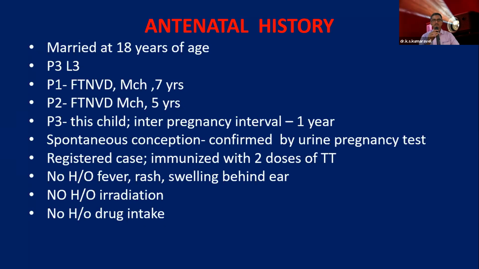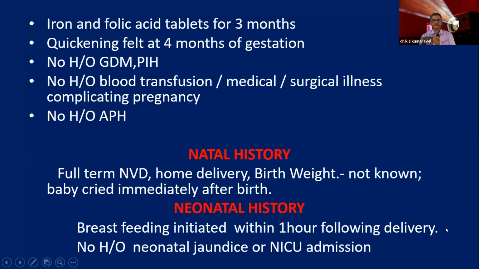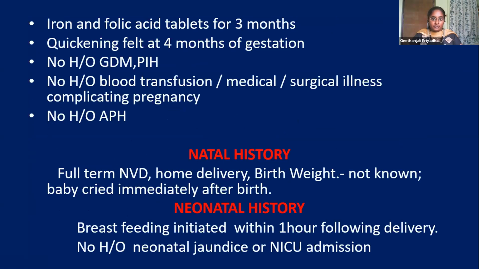The previous 2 siblings were unaffected. They are normal. Yes, sir, normal. Okay, next. Iron and folic acid tablets were taken for 3 months. Quickening felt at 4 months of gestation. No history of gestational diabetes mellitus or pregnancy-induced hypertension. No history of any blood transfusion or medical or surgical illness complicating pregnancy. There was no history of antepartum hemorrhage.